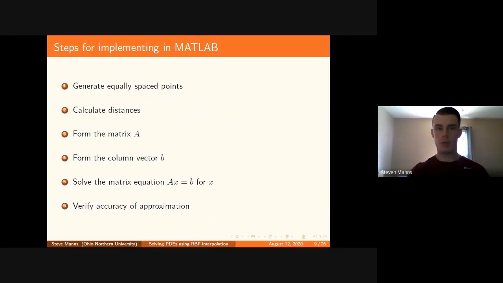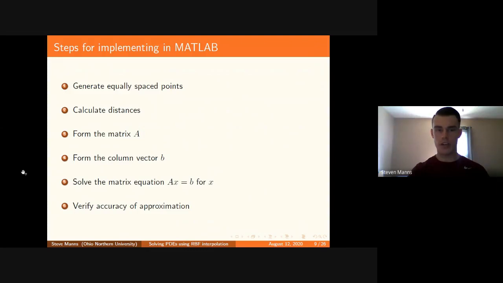How do we go about implementing this in a computer program such as MATLAB? First, we'll generate equally spaced points in the domain. Second, we will calculate the distances from interior nodes to all collocation points, as well as the distance from boundary points to all collocation points. Third, we will use those distances to form the matrix A by substituting our approximation into the left-hand side of the PDE and boundary condition and evaluating at the appropriate distances.